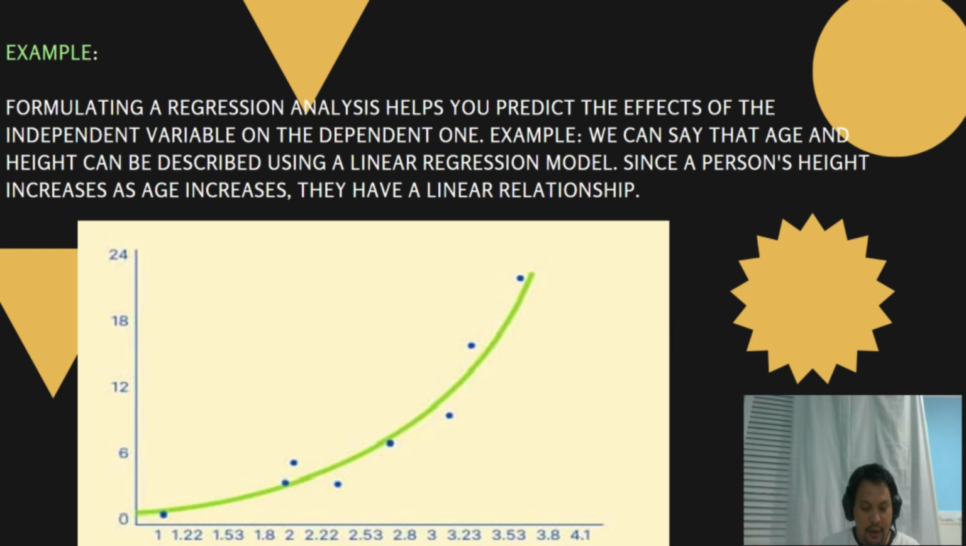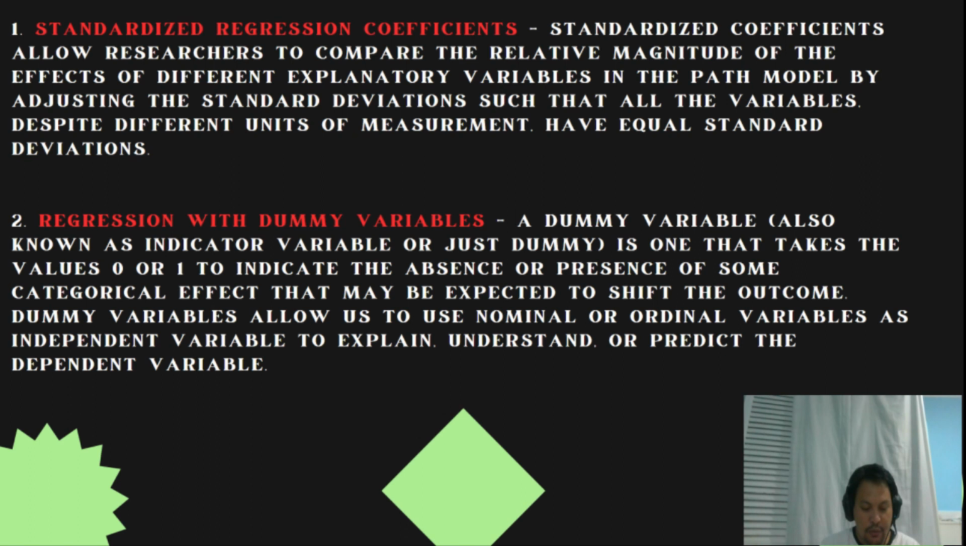Under the regression analysis, we have number one, standardized regression coefficients. Standardized coefficients allow researchers to compare the relative magnitude of the effects of different explanatory variables in the path model by adjusting the standard deviations such that all the variables, despite different units of measurement, have equal standard deviations.